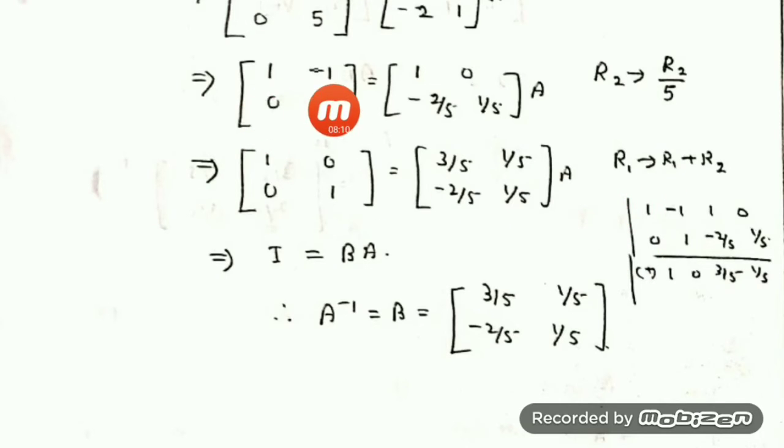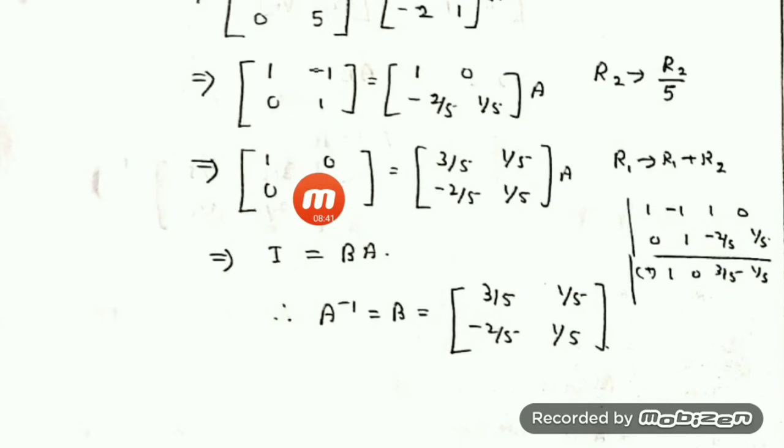So r1 has 1, minus 1, 1, 0. Then we have to write r2, which is 0, 1, minus 2 by 5, and 1 by 5. Then you have to add them. Adding, what do you get? 1 plus 0 is 1, so r1 stays 1. Minus 1 plus 1 is equal to 0. Then 1 minus 2 by 5 is 3 by 5. And 0 plus 1 by 5 is equal to 1 by 5.